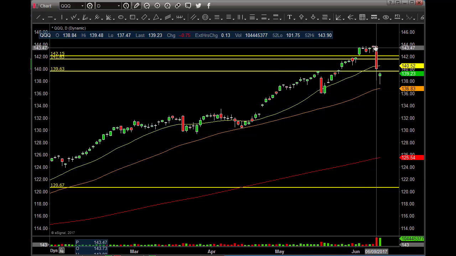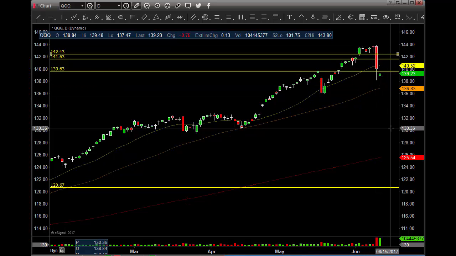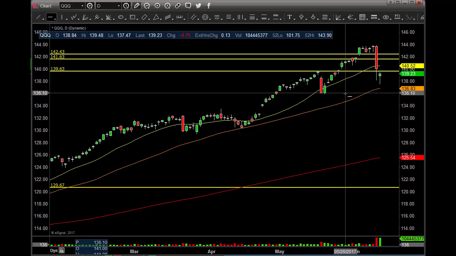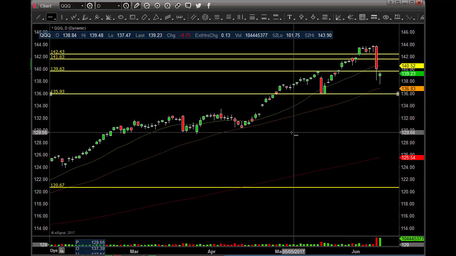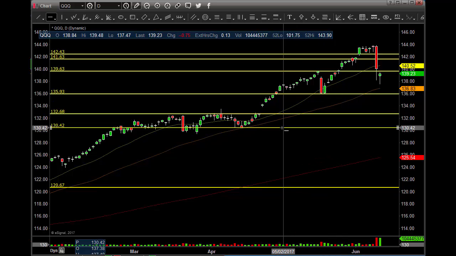So right now, nothing to do. Let's wait for a pattern or retrace, or possibly this thing just starts to come in. So watch for this area here. Right around 135.93, you got the big gap fill. Then ultimately you have a gap fill down here around 130.42.